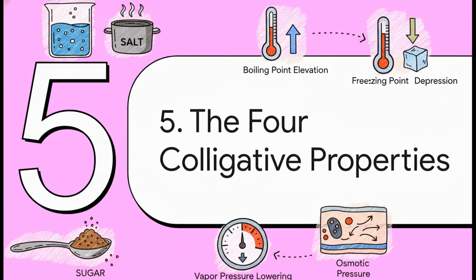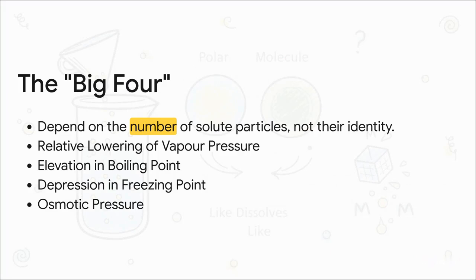All right, we've arrived at the main event. This is arguably the most important part of the chapter. These are 4 properties that all change just because you added a solute, something like salt or sugar, that doesn't evaporate easily. And here is the single most important insight you need to have. It doesn't matter what you add. It only matters how many particles you add. 1,000,000 salt particles will have the exact same effect on these properties as 1,000,000 sugar particles. It is all about the numbers game.